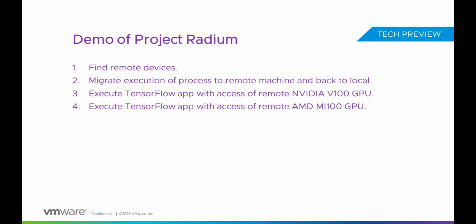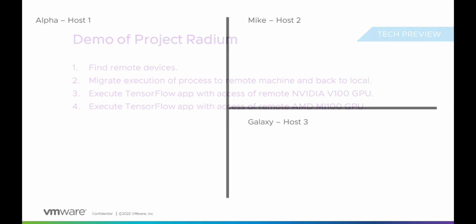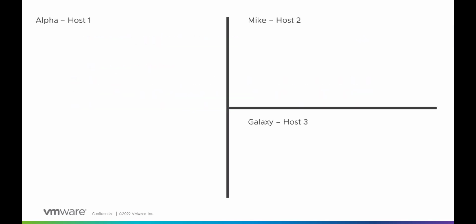We will migrate processes between clients and servers, and we will run TensorFlow applications using remote NVIDIA and AMD devices for acceleration. We'll be using machines on 3 separate hosts named Alpha, Mike, and Galaxy.